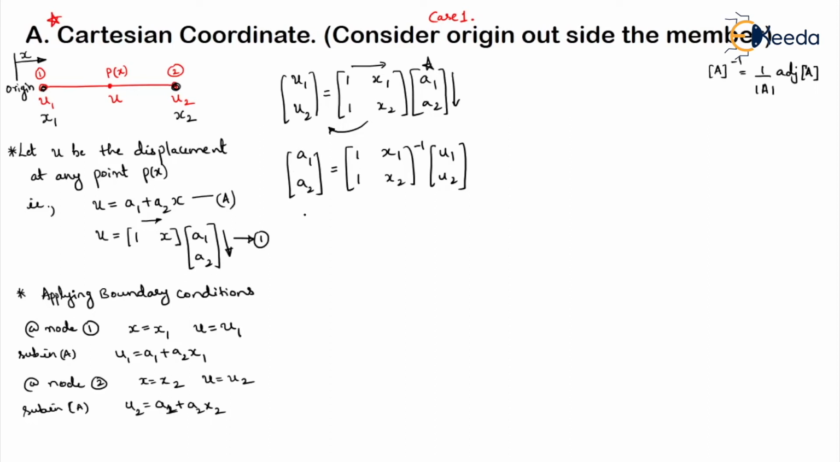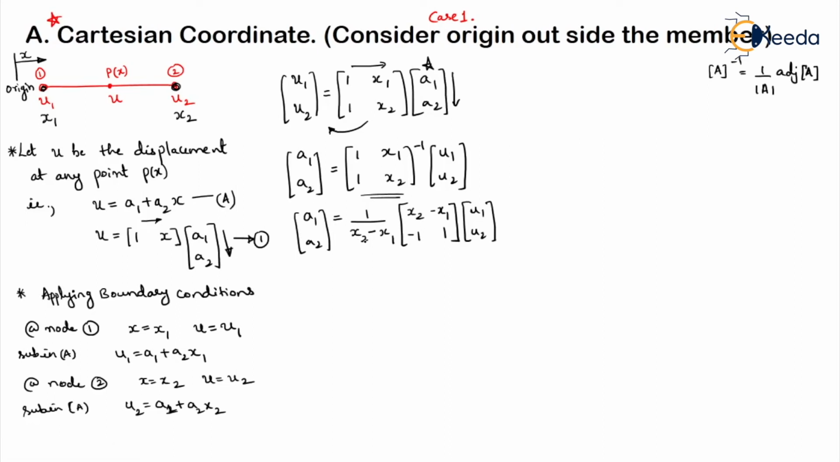So let us do that here. So what will happen to this? What is the determinant of this? 1 into x2, that's nothing but x2, minus 1 into x1 is nothing but x1. Now what will be the adjoint of this? This you have to interchange, and this you have to change the sign. Okay, you know how to do the adjoint. So this will be x2, this will be 1, this will be minus 1, this will be minus x1. So this is the inverse of this particular matrix. So this multiplied by u1 u2, and here you have a1 a2.